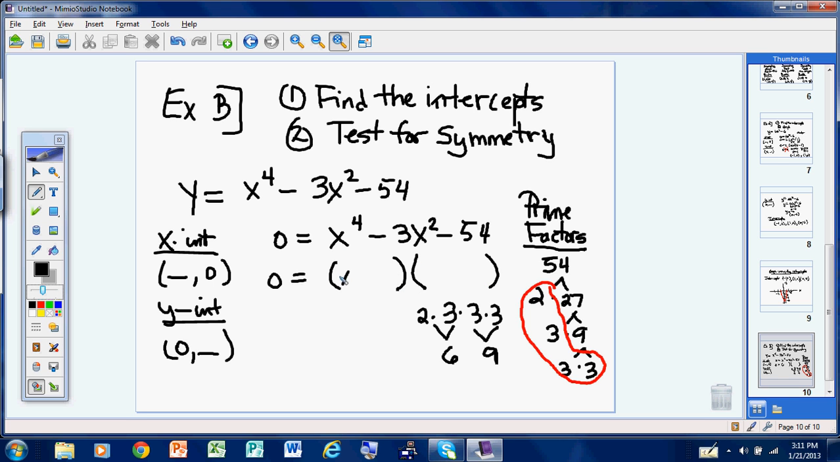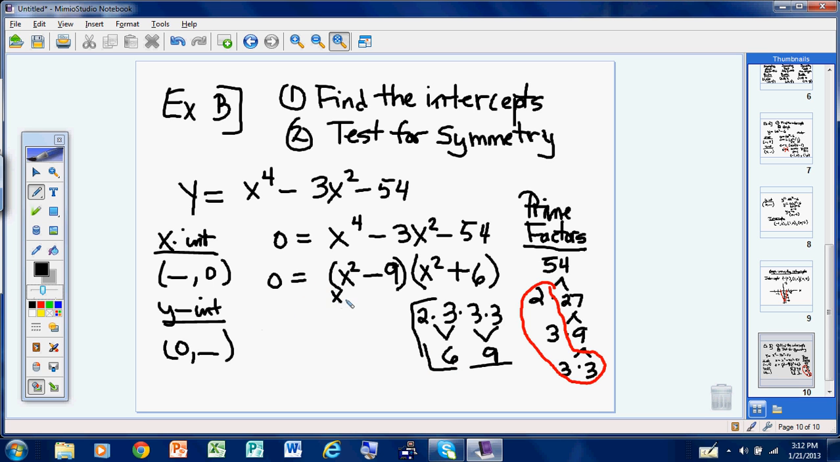So how do we get the x to the 4th? Well, x squared times x squared. What factors get 54 that subtract to get 3? 6 and 9. The 9 will carry the negative because it's bigger and the negative is in the middle. But now we still have more to do. We still have more to do. Putting this off to the side now.